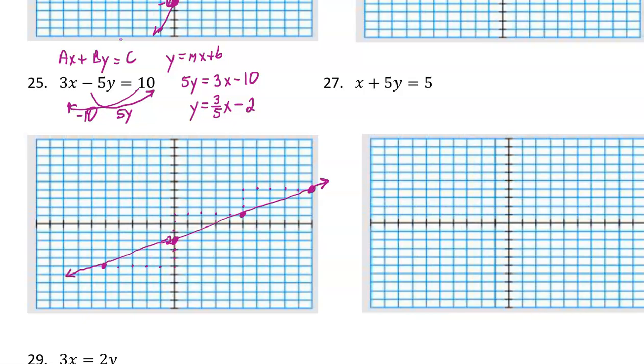Number 27, this is standard form. We want slope-intercept form. Subtract the x to make the x move to the other side. So we'll have 5y is equal to -x plus 5. Now divide by 5. Y is equal to -1/5 x, plus 5 divided by 5 makes 1. So the y-intercept is +1. There it is. The slope is -1/5.